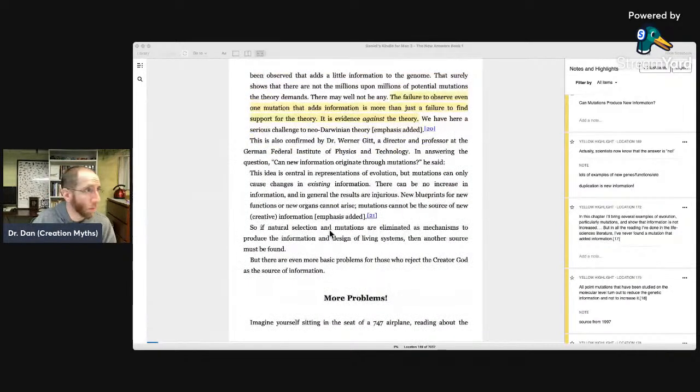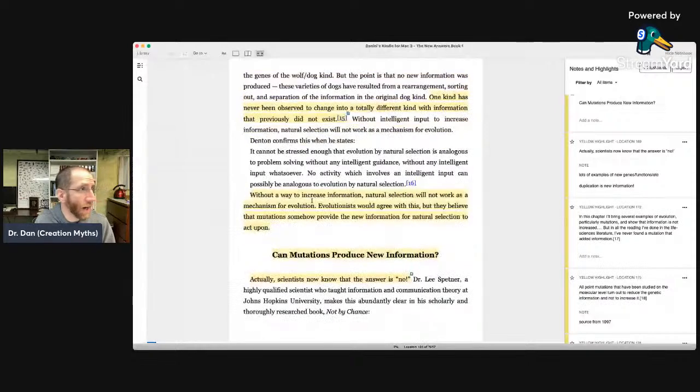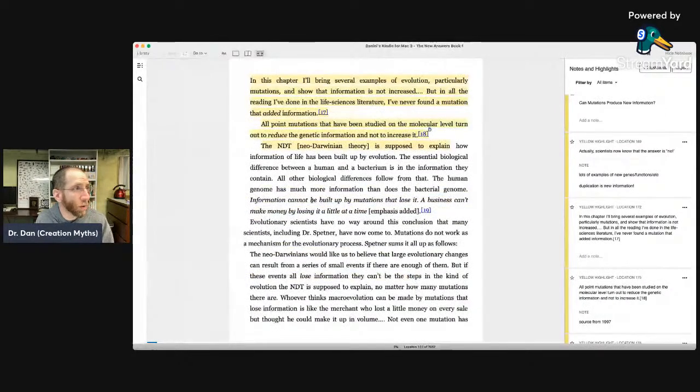So, hang on, we've got to go back. I went too far. Sorry. Okay. "In this chapter, I'll bring up several examples of evolution, particularly mutations, and show that information has not increased. But in all the reading I've done in the life science literature, I've never found a mutation that added information." Either that's a lie or the authors here, Ken Ham and Jason Lyle, don't read enough, because there are lots of examples of mutations generating new information. I've provided some of those examples here.